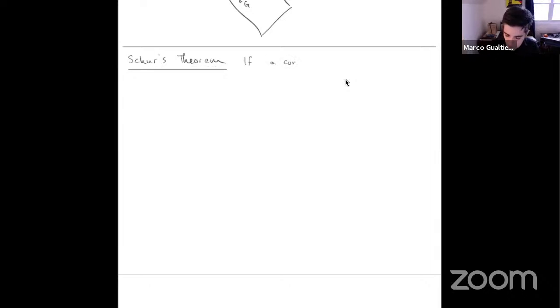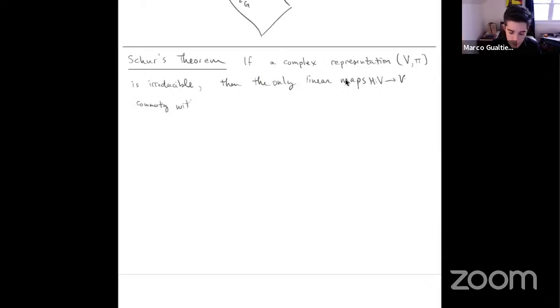If a complex representation, complex just means that the vector space is a complex vector space, if a complex representation V, pi is irreducible, then the only linear maps M commuting with all pi G are multiples of the identity. So complex representation, irreducible.